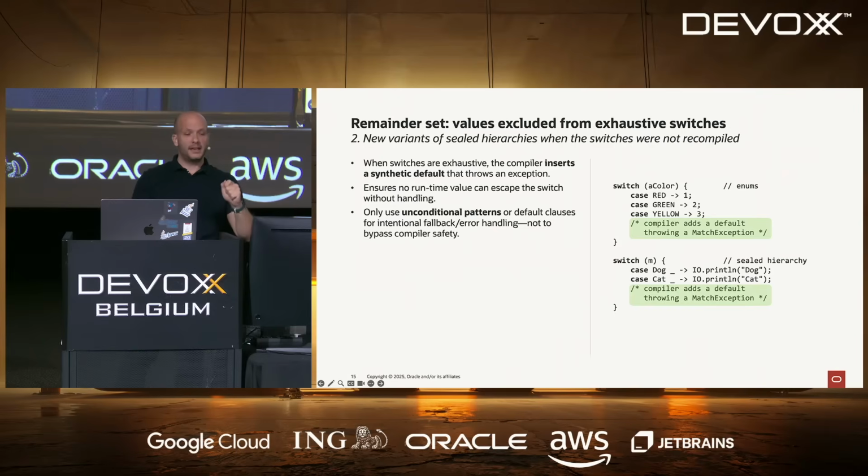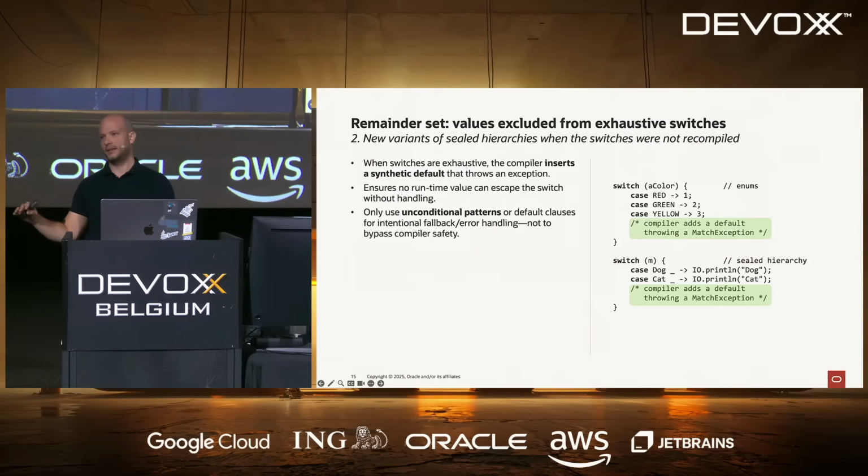We want a switch to be able to capture that as well. So when the user didn't add a default, the compiler adds a synthetic one, at least to catch this incompatible change from a separate compilation. This can happen with enums and with sealed hierarchies. Yes, it ensures no runtime value can escape the switch without handling.